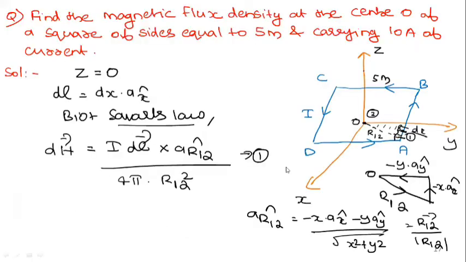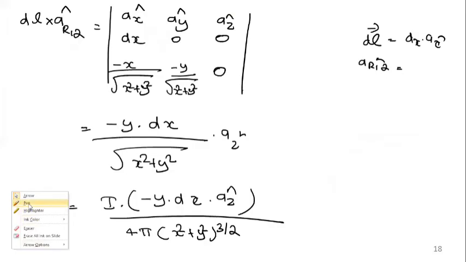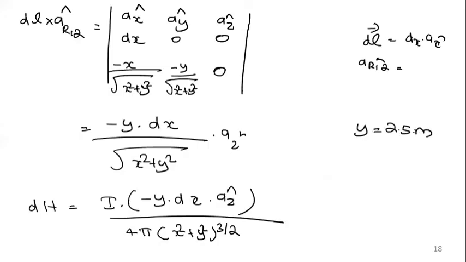Now, if you check the question, you can find that each side is equal to 5 meter. So it is given that each side is equal to 5 meter. That means this y can be taken as 5 meter, right? Actually, the side is 5, so y will be half of it. y will be 2.5 meter. The total distance is 5 meter, so half of that will be 2.5 meter.